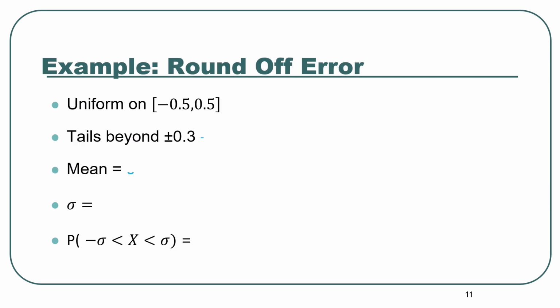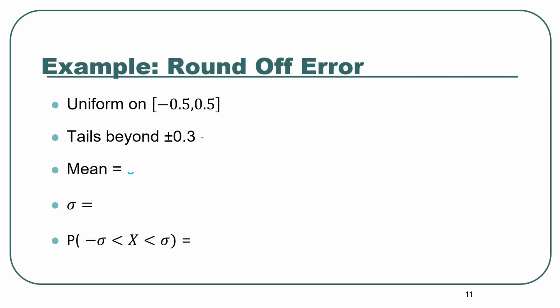So our new example is about round-off error. The amount of sales tax paid on a purchase is rounded to the nearest cent. Assume that the round-off error is uniformly distributed in the interval from minus 0.5 to 0.5 cent. What is the probability that the round-off error exceeds 0.3 cent or is less than minus 0.3 cent? This means I want the probability of the tails, beyond 0.3 in either direction.